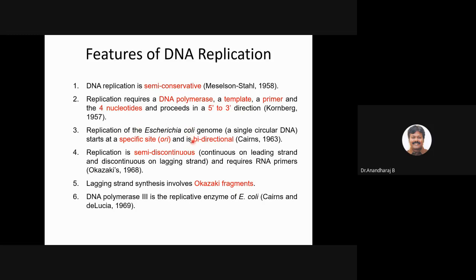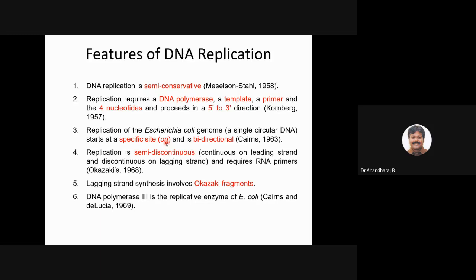So replication in the E. coli genome: you know that each and every cell of E. coli has only one copy of the chromosome, a single chromosome, that is circular DNA. So replication will start at a specific site in the genome. It won't start randomly. In order to start replication, it starts at a specific site. That particular site we call ORI, or origin of replication. In the E. coli genome, you can see only one origin of replication. In our cells, you can see a number of origins of replication.